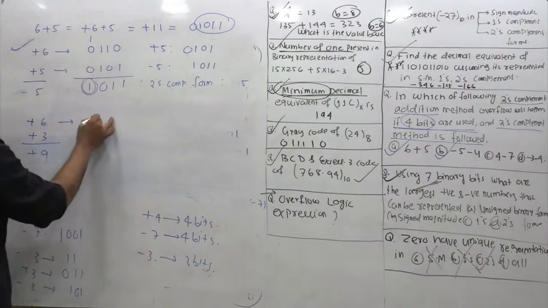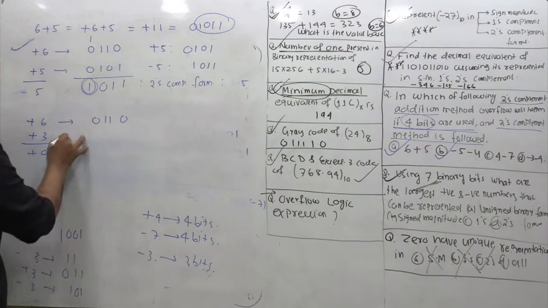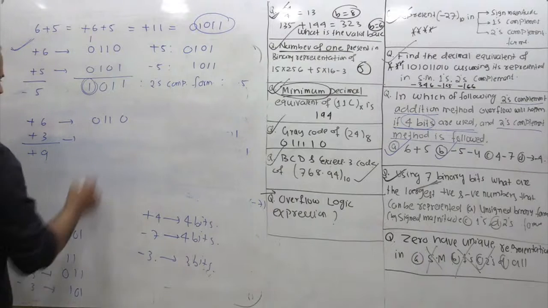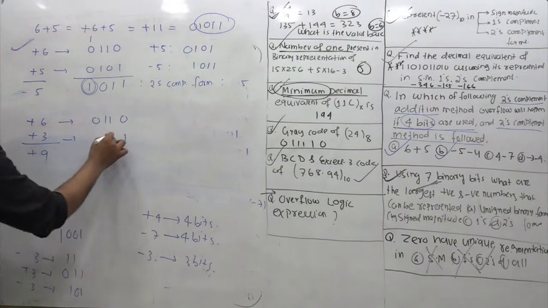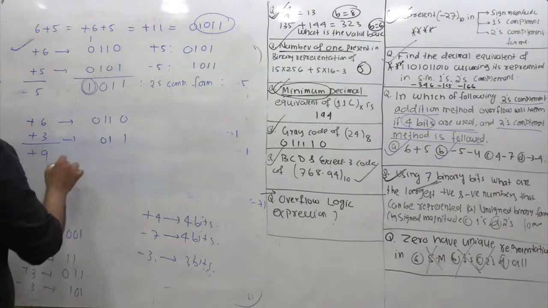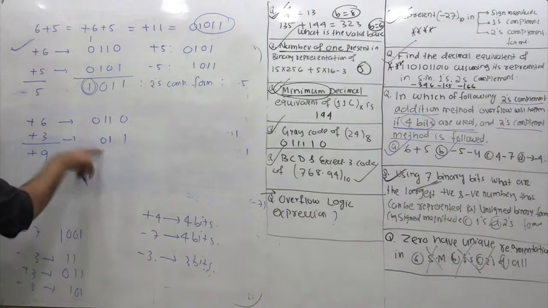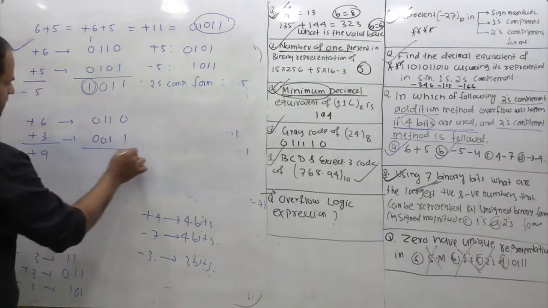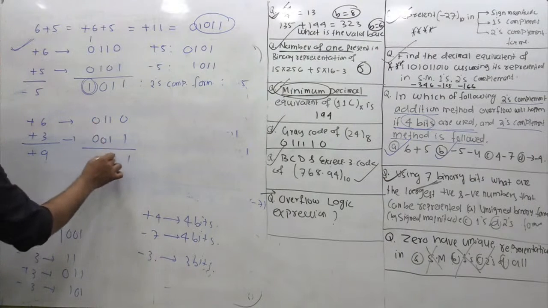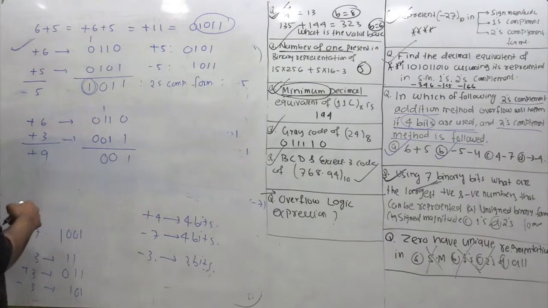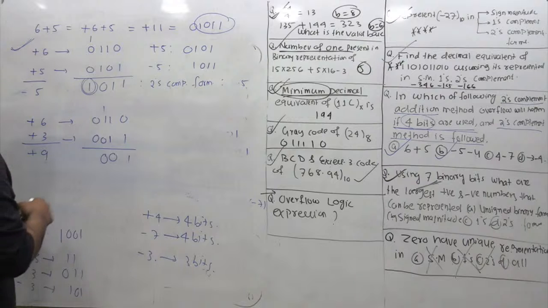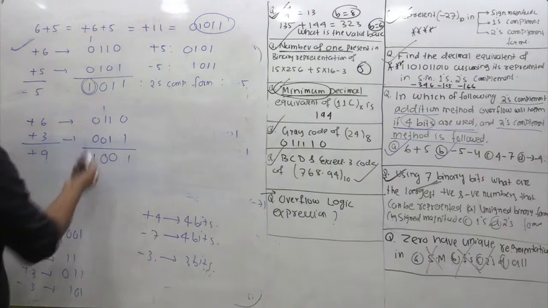So 6 is 0110, and plus 3 we have already seen, it is 011. Okay, 0, 1, 1. And because we are using 4 bits, the sign bit should be copied. The sign bit is 0. If I copy it one more time, this will be the corresponding 4-bit representation of plus 3. If you add it, you get 1, 1, 1, 0. So yeah, in this case also overflow is happening.